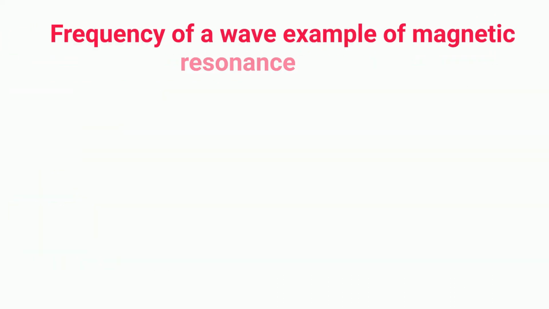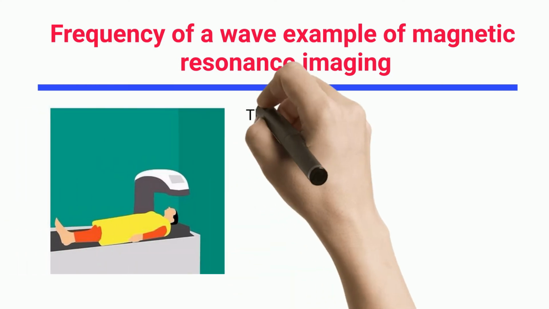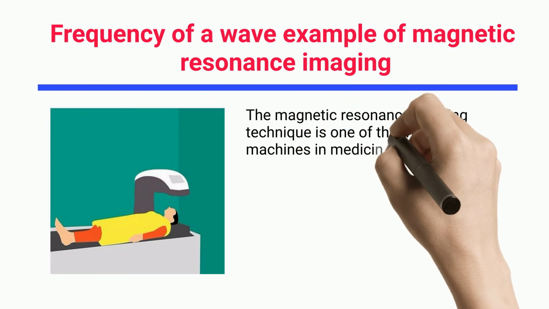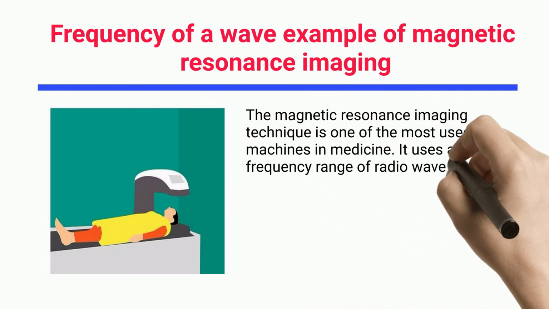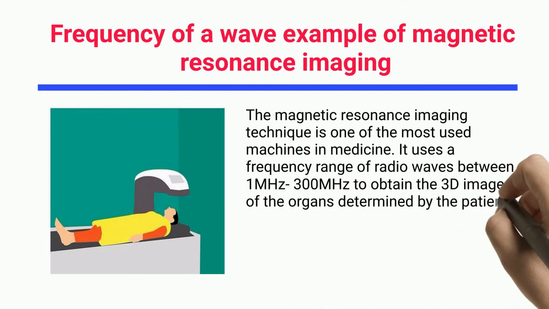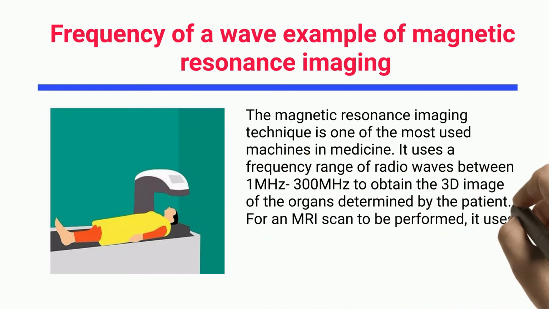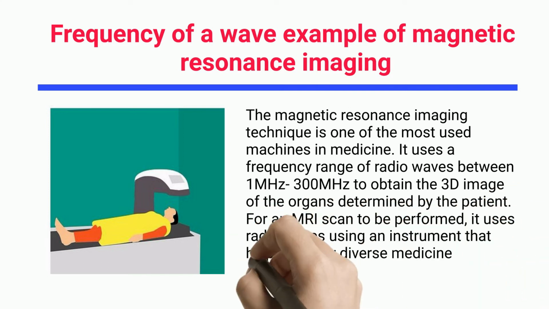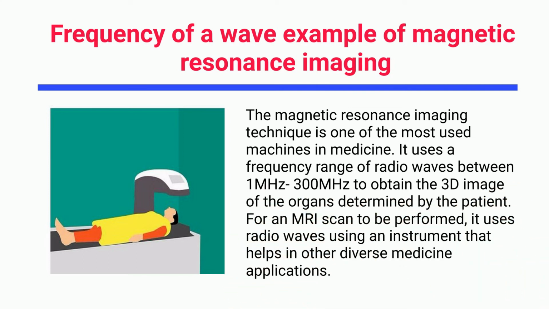Frequency of a wave example of magnetic resonance imaging. The magnetic resonance imaging technique is one of the most used machines in medicine. It uses a frequency range of radio waves between 1 MHz to 300 MHz to obtain the 3D image of the organs determined by the patient. For an MRI scan to be performed, it uses radio waves using an instrument that helps in other diverse medicine applications.